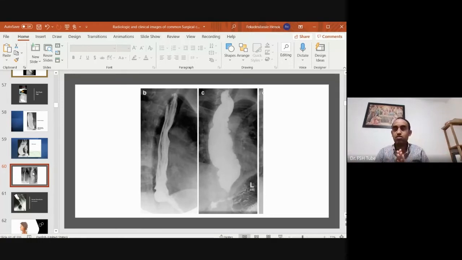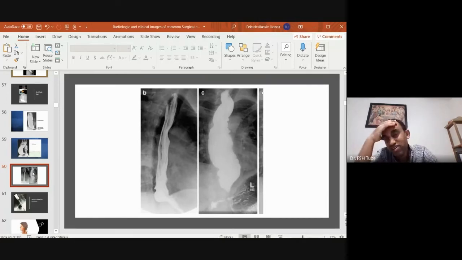Differential. One is achalasia, okay. What else? Esophageal cancer. Oh, esophageal cancer.